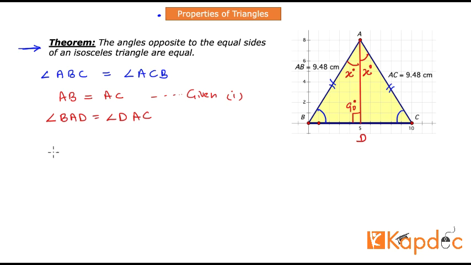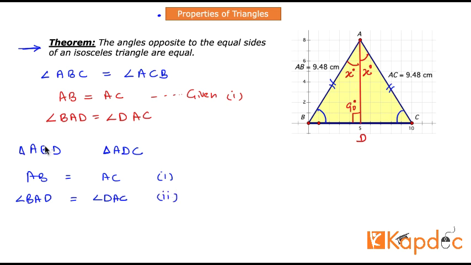And by way of this bisector, what we have done is we have created two triangles. One of them is ABD, and the second triangle is ADC. We are going to prove that these two triangles are congruent to each other. So what we know so far is, AB is equal to AC, right? This is given to us right from here. So this is given and it's condition 1. And we also know that the measure of angle BAD is equal to the measure of angle DAC. And this is my condition 2, by way of this bisector, correct?